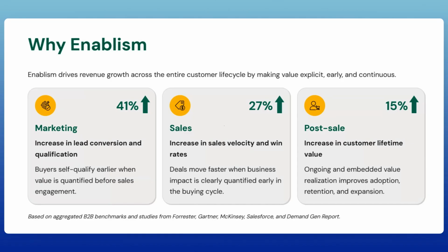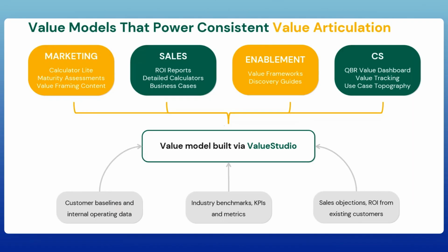For marketing, this means buyers start to self-qualify earlier when value is clearly quantified before engaging with sales. In sales, deals progress faster when the business impact is quantified early in the cycle. Post-sale, continuous value realization enhances adoption, retention, and expansion. The value model is central to this process.